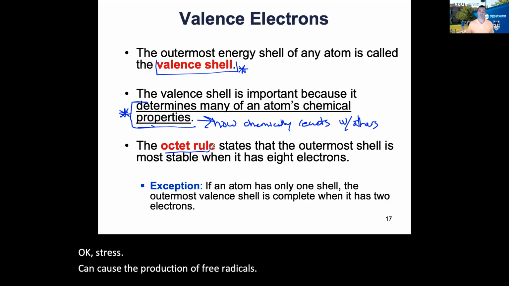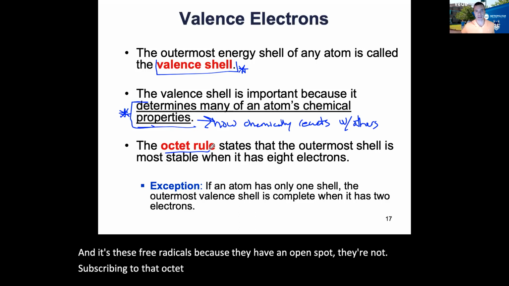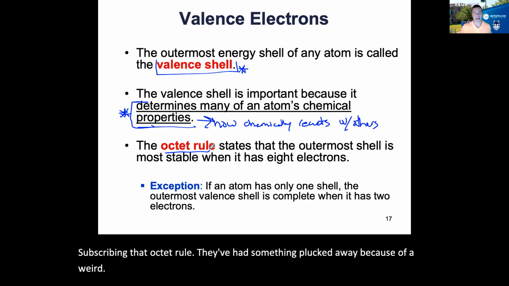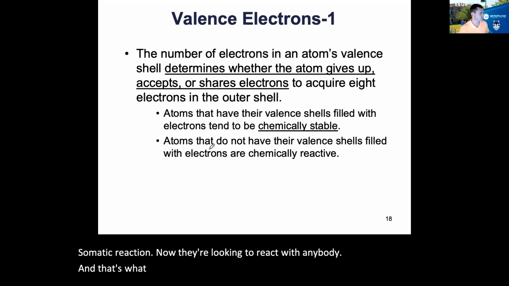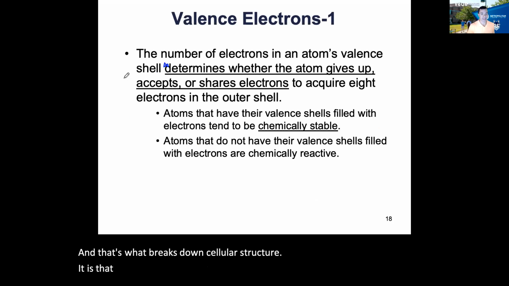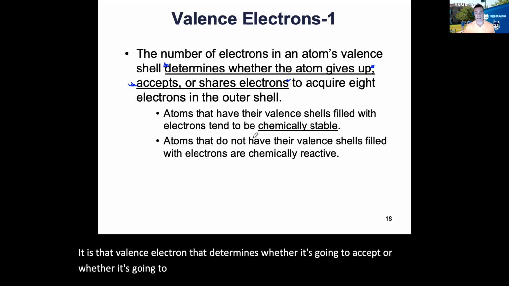And it's these free radicals, because they have an open spot, they're not subscribing to that octet rule. They've had something plucked away because of a weird enzymatic reaction. Now they're looking to react with anybody. And that's what breaks down cellular structure. It is that valence electron, underlined there, that determines whether it's going to accept or share an electron to acquire the 8. All right, because we want to appease that octet rule.